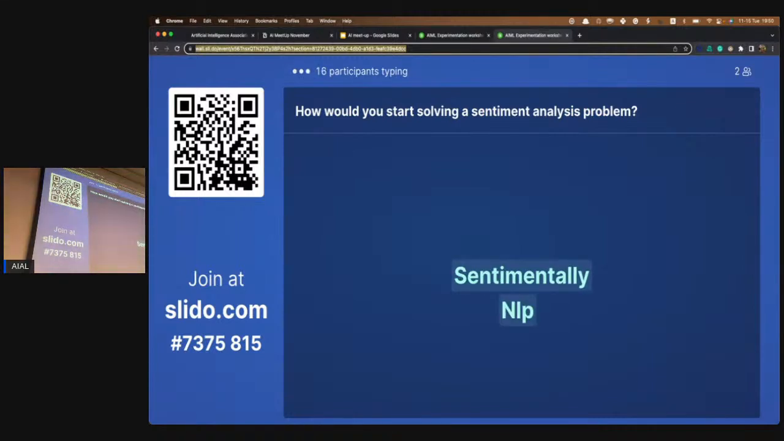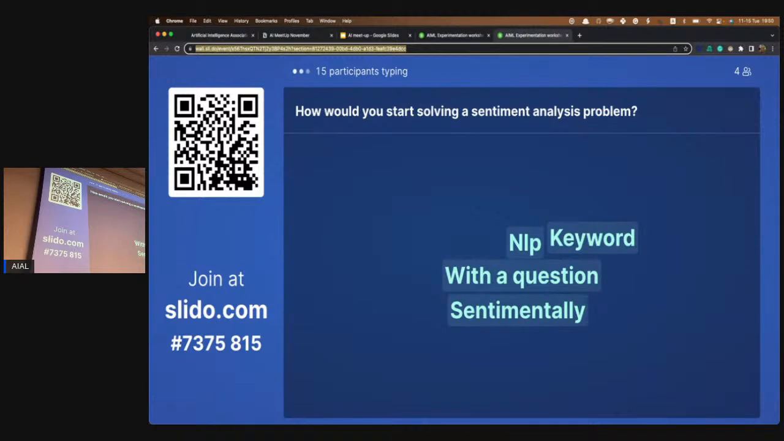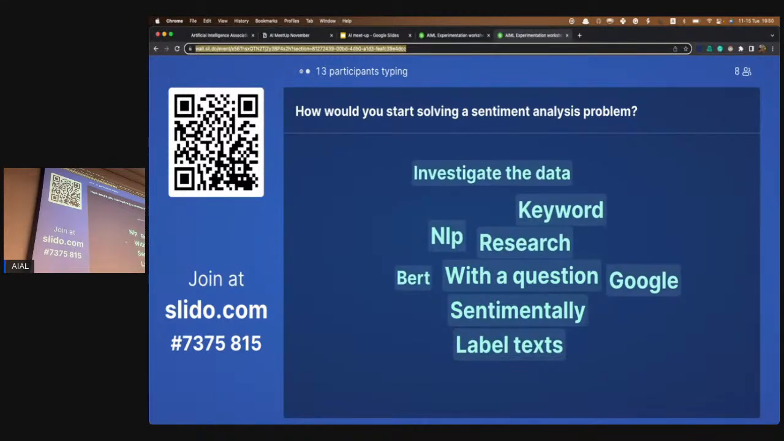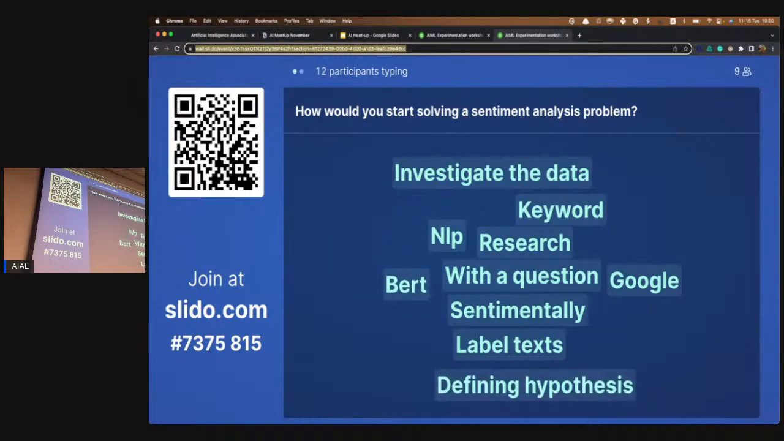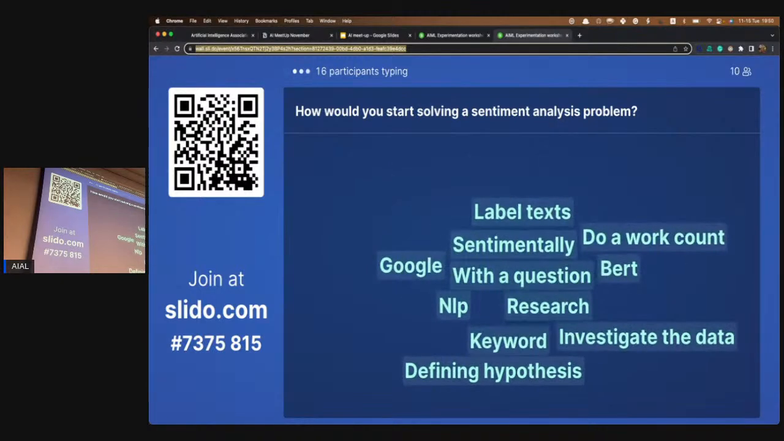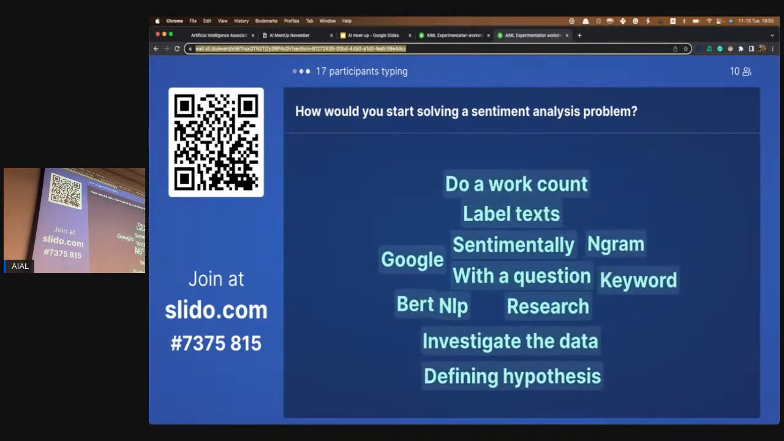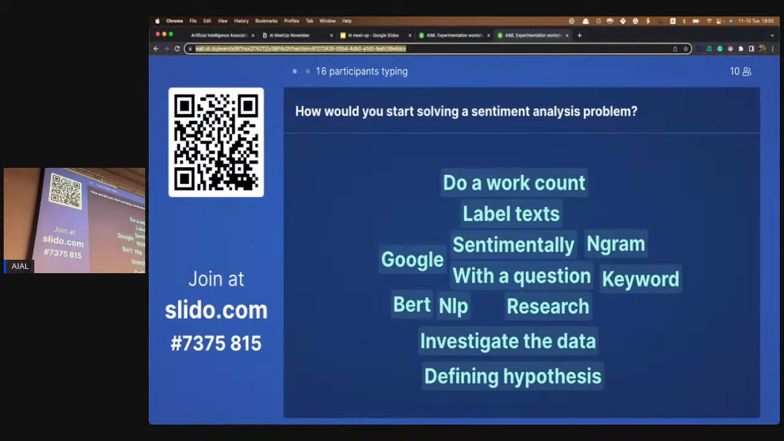For those who don't know what a sentiment analysis problem is, you have a bunch of text, let's say reviews from different people, and you want to classify the sentiment of these reviews. Do people write that the product is bad in the review, or do people write that the product is good in the review? And you build a machine learning model to say if that review has good sentiment or bad sentiment.